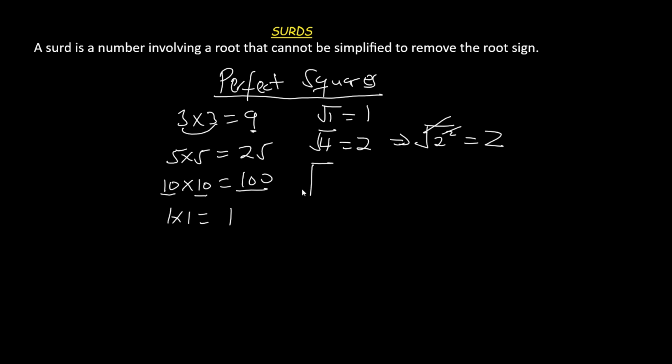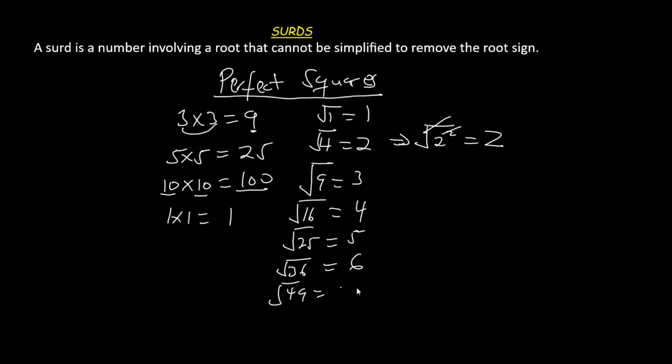Square root of 9 is going to give you 3. Square root of 16 is going to give you 4. Square root of 25 is going to give you 5. Square root of 36 is also going to give you 6. Square root of 49 is going to give you 7. Square root of 64 is going to give you 8. Square root of 81 is going to give you 9. Square root of 100 is going to give you 10.